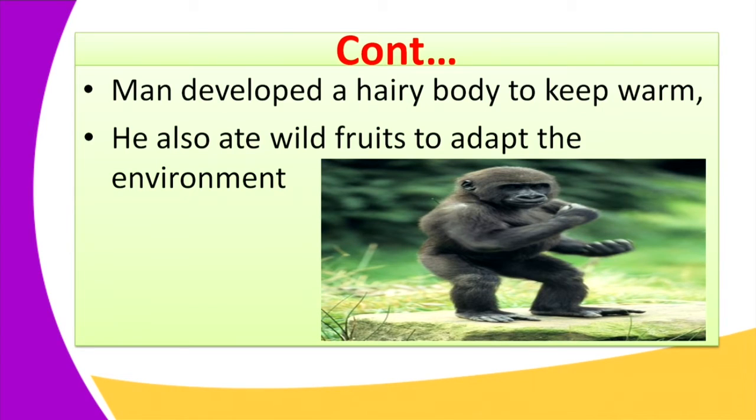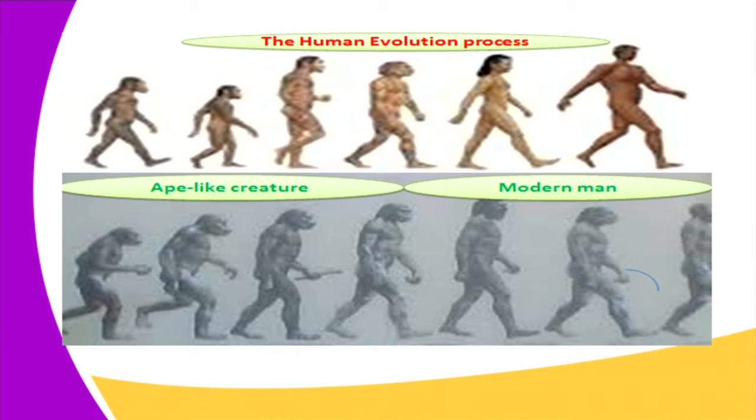And therefore man also had to eat some fruit. You can see man eating fruit to adapt and fight hunger. He had to eat all these. So we summarize this evolution process, the stages of evolution. You can see now the human evolution process.